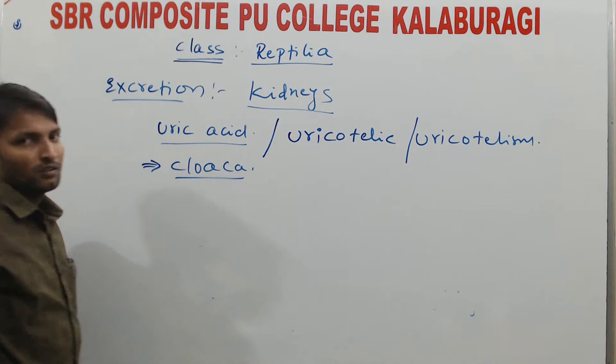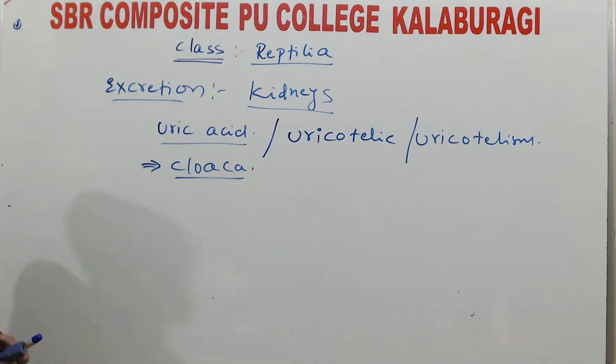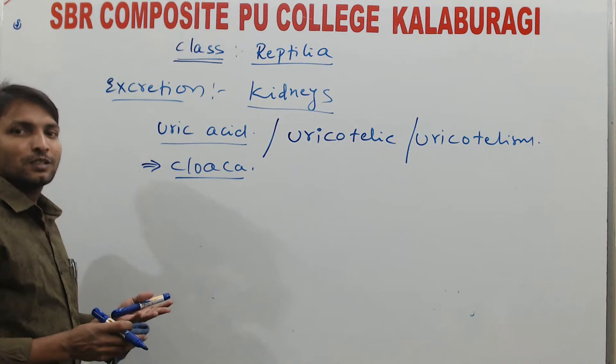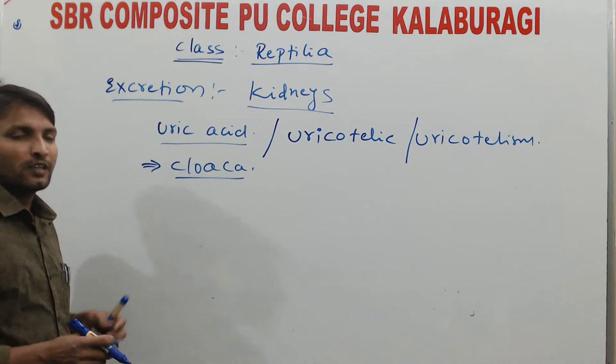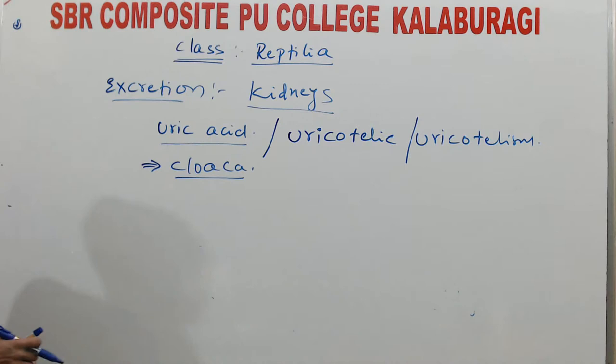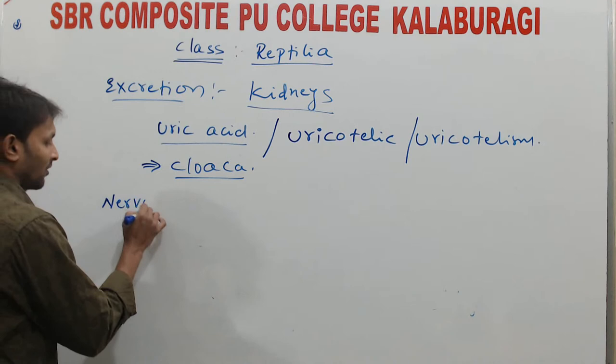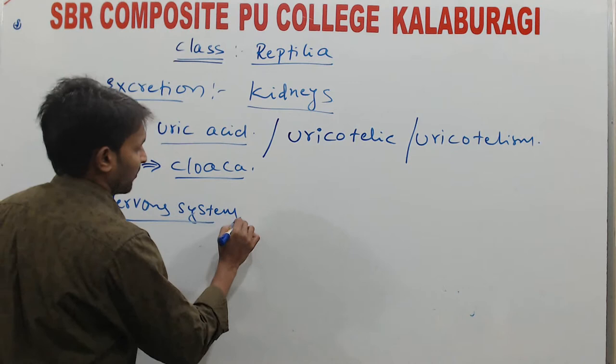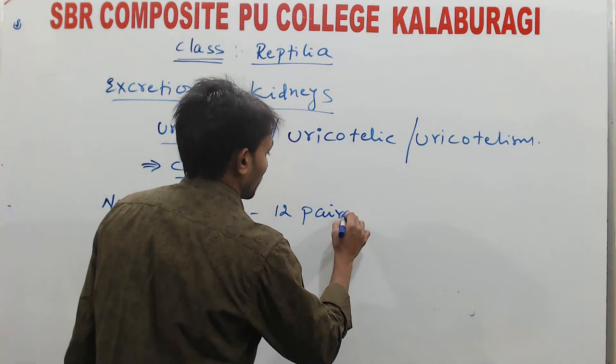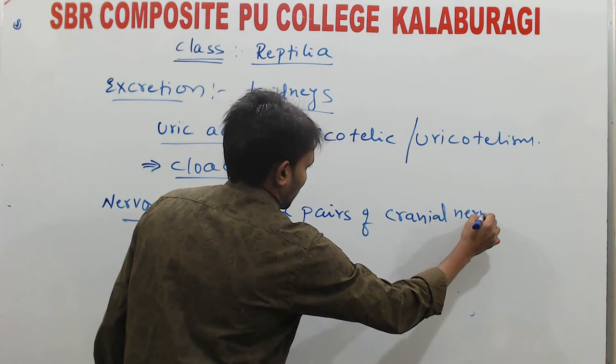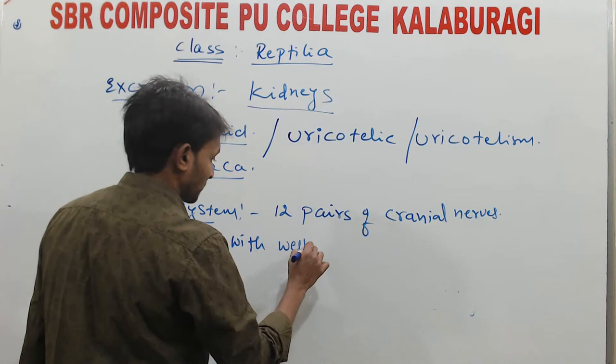Next, sensory organs. They have well developed sensory organs. Some even have infrared vision, some of the snakes you can see. The tactile sense will be there, smell detection will be there. So sensory organs are well developed, with 12 pairs of cranial nerves.